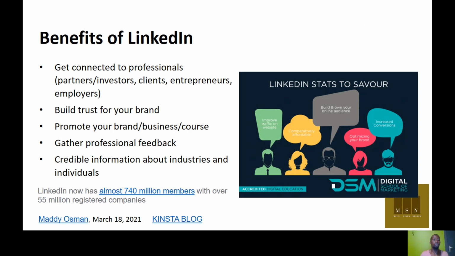Number two, you get to build your brand. People get to trust your brand because that's a professional platform where professional people go and interact with other people. Let's not forget that LinkedIn is a social media platform where you engage other people across the world. So that's where you also get to build your brand. That's where people get to trust your brand. So you build trust basically for your brand.